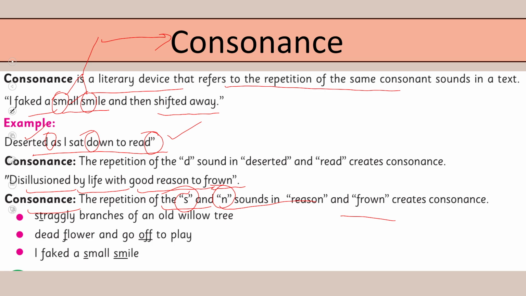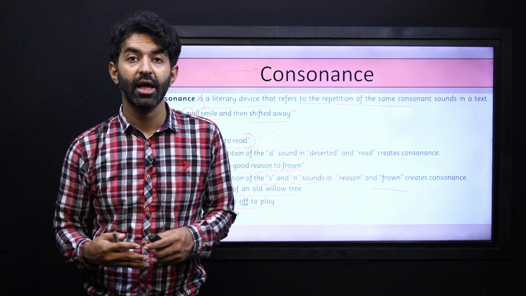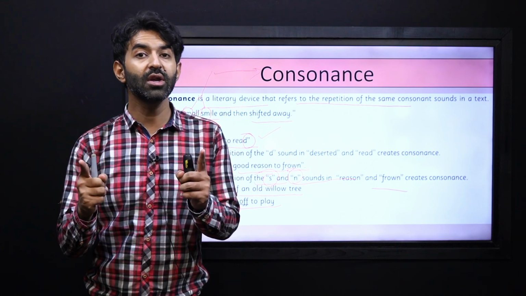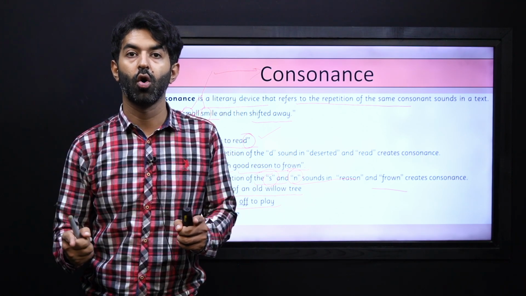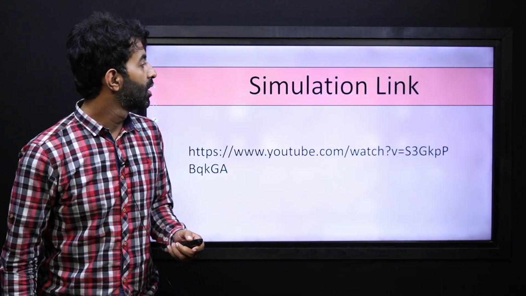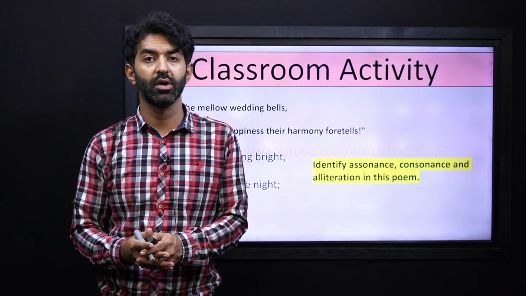Now, here, straggly branches of an old widow tree, dead flower and off to play. I faked a small smile. So small smile, they are close together, next to each other, and they have the consonant sound. And we can say that the literary device of consonants is used in the sentence or in the poem's verse. Here is your simulation link where you can learn more about these literary devices.